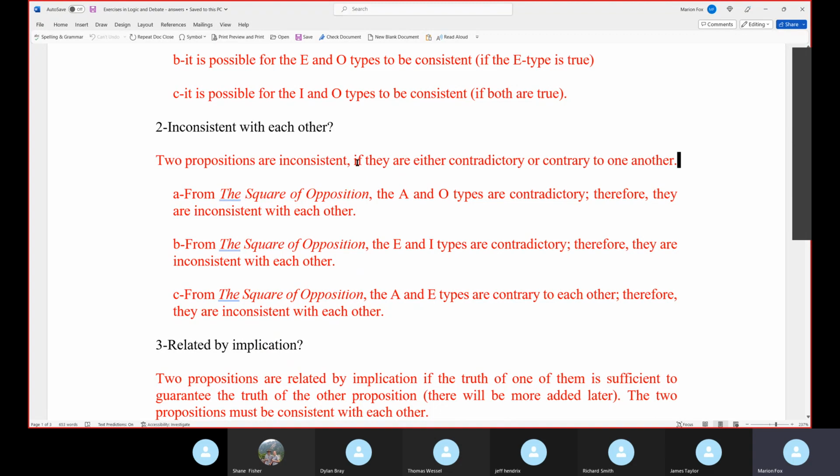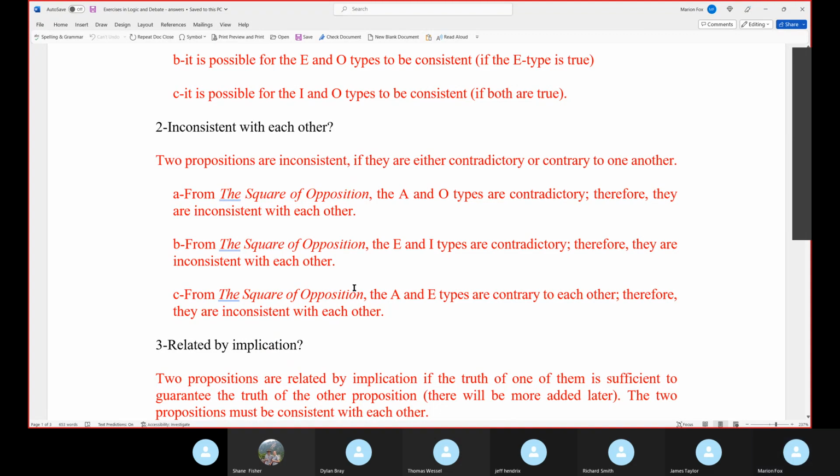Propositions are inconsistent if they both cannot be true at the same time. The A and O types are contradictory, and so they're inconsistent. The E and I are contradictory, so therefore they're inconsistent. The A and E are contrary to each other, therefore they cannot both be true at the same time. So they're contrary. Now, see, contradictory and contrary are different. Any questions?